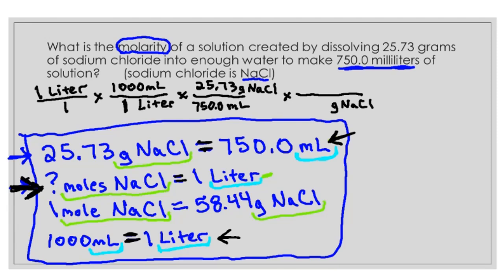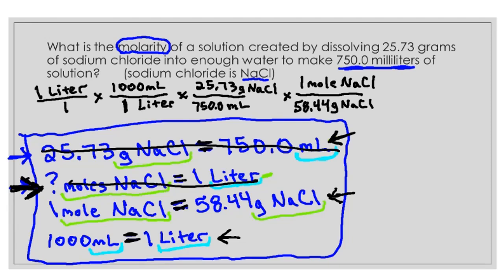And so where else is grams of NaCl mentioned? On this third line in the data table, this 58.44. And whatever's on the other side of the equal sign, 1 mole of sodium chloride goes on the top. So we've used up all of the lines in our data table.